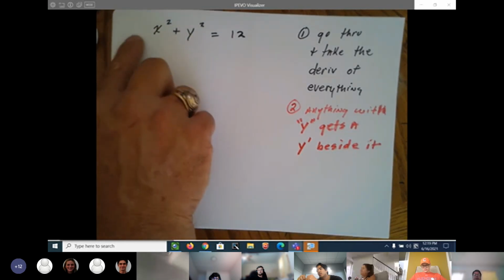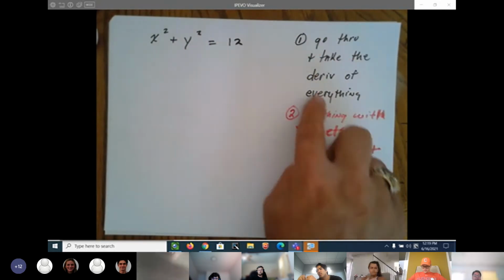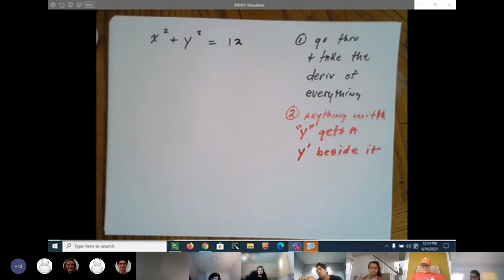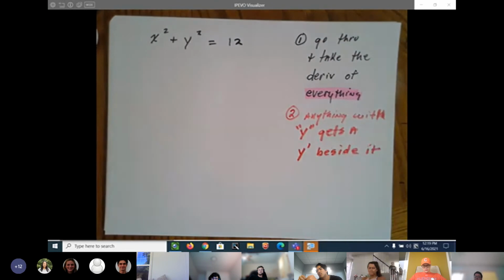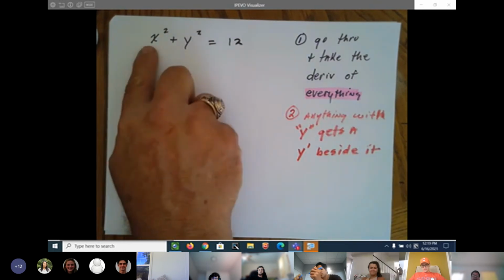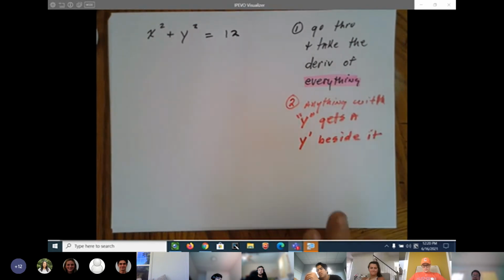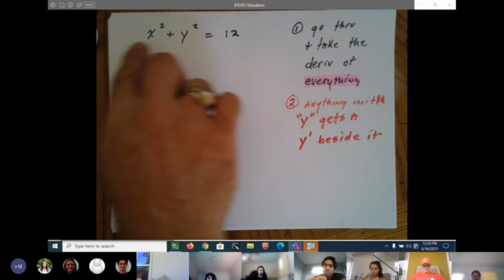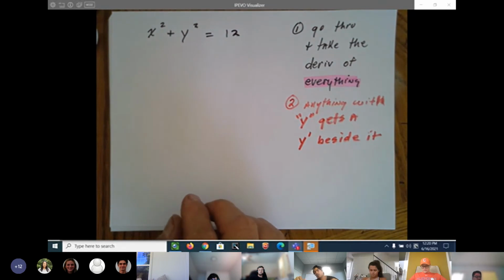So if I go through and take the derivative of everything in here, let me take a pink. Why do I say everything right here? Why do I highlight everything? What do students do? They'll take the derivative of that x and that y, and then they'll stop. What does everything mean? Every number and variable. So you got to take the derivative of that 12 too. So let's go through and do that.